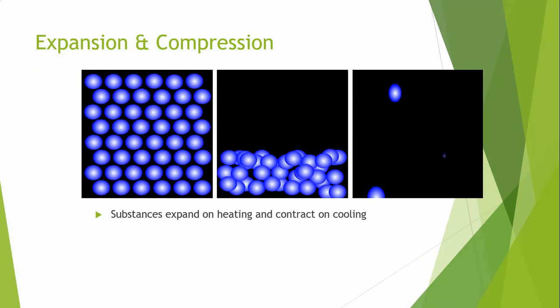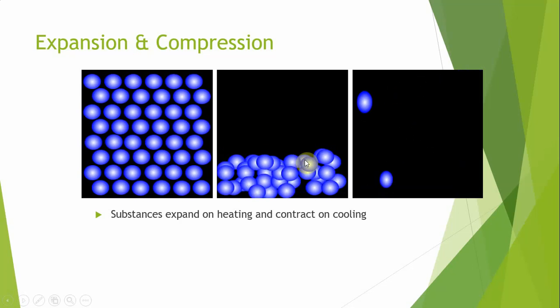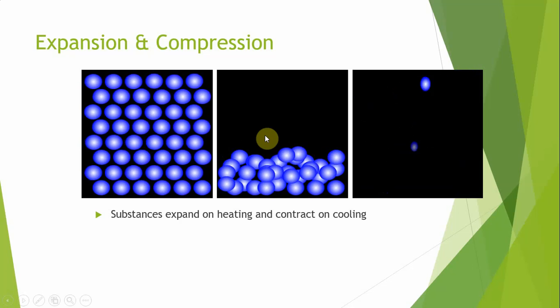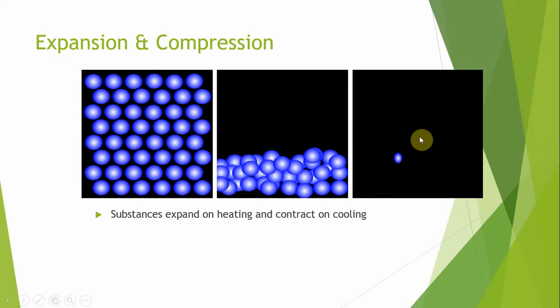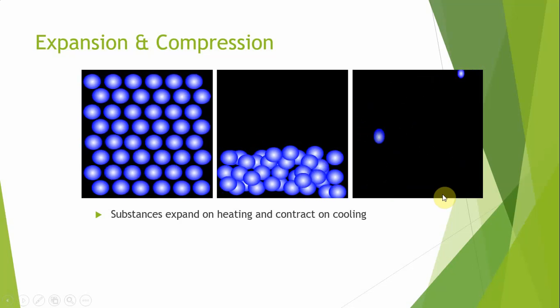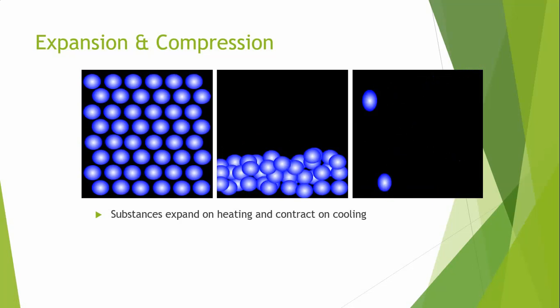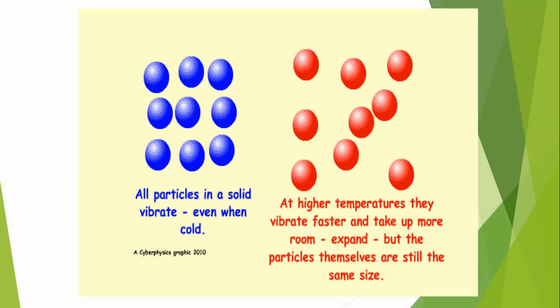As you see in the picture, this is the substance in the solid state where the particles are vibrating in their places. Here, this is the substance in the liquid state where the particles slide over each other. And here, this picture shows the substance in the gas state where the particles move randomly and freely in all the directions. What will happen if we heated or cooled those substances?